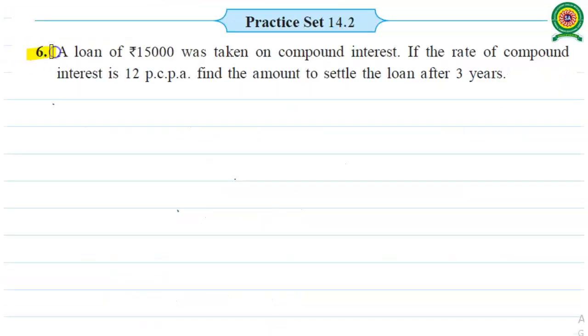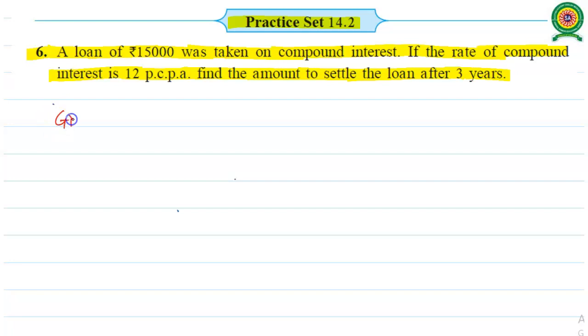Look at question number 6 from practice set 14.2. A loan of rupees 15,000 was taken on compound interest. If the rate of compound interest is 12% per annum, find the amount to settle the loan after 3 years. That means we have to find the amount to be paid at the end of the 3 years to complete the loan.